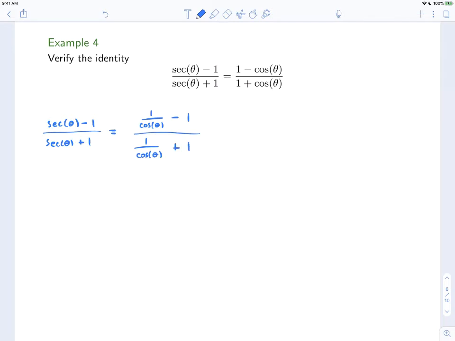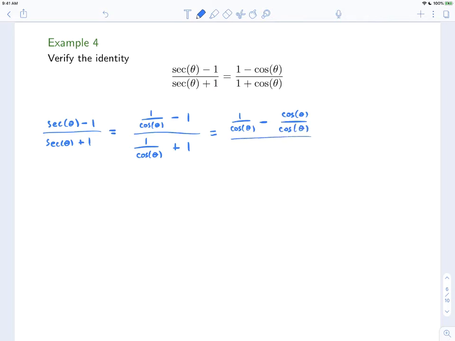So next we're going to write all of these over cosine. So here we have a 1 over cosine, and here we're subtracting 1. So we're going to rewrite this as cosine over cosine, so we can give these two a common denominator. We're going to do the same thing in the denominator as well. We'll replace that 1 with cosine over cosine. So this is going to be 1 over cosine theta minus cosine theta divided by cosine theta.